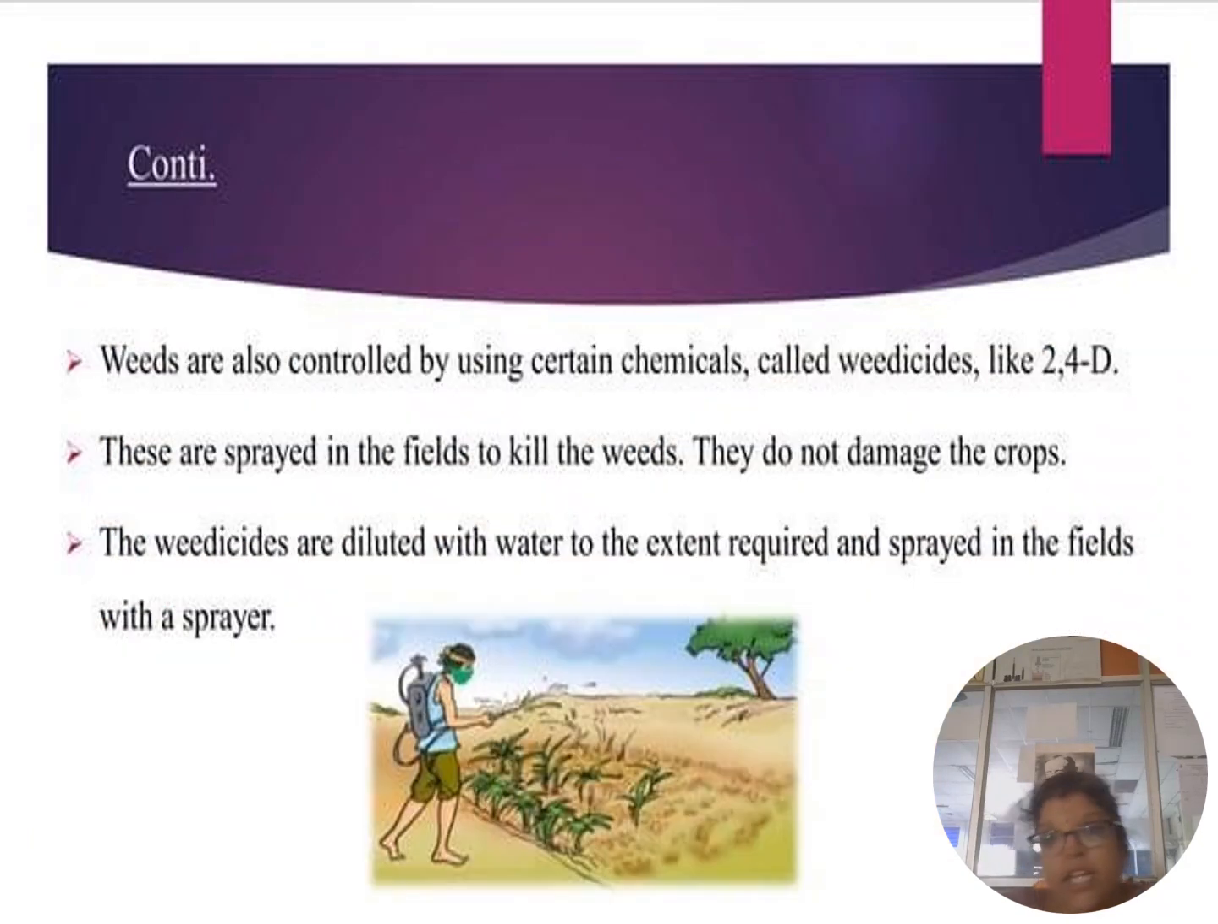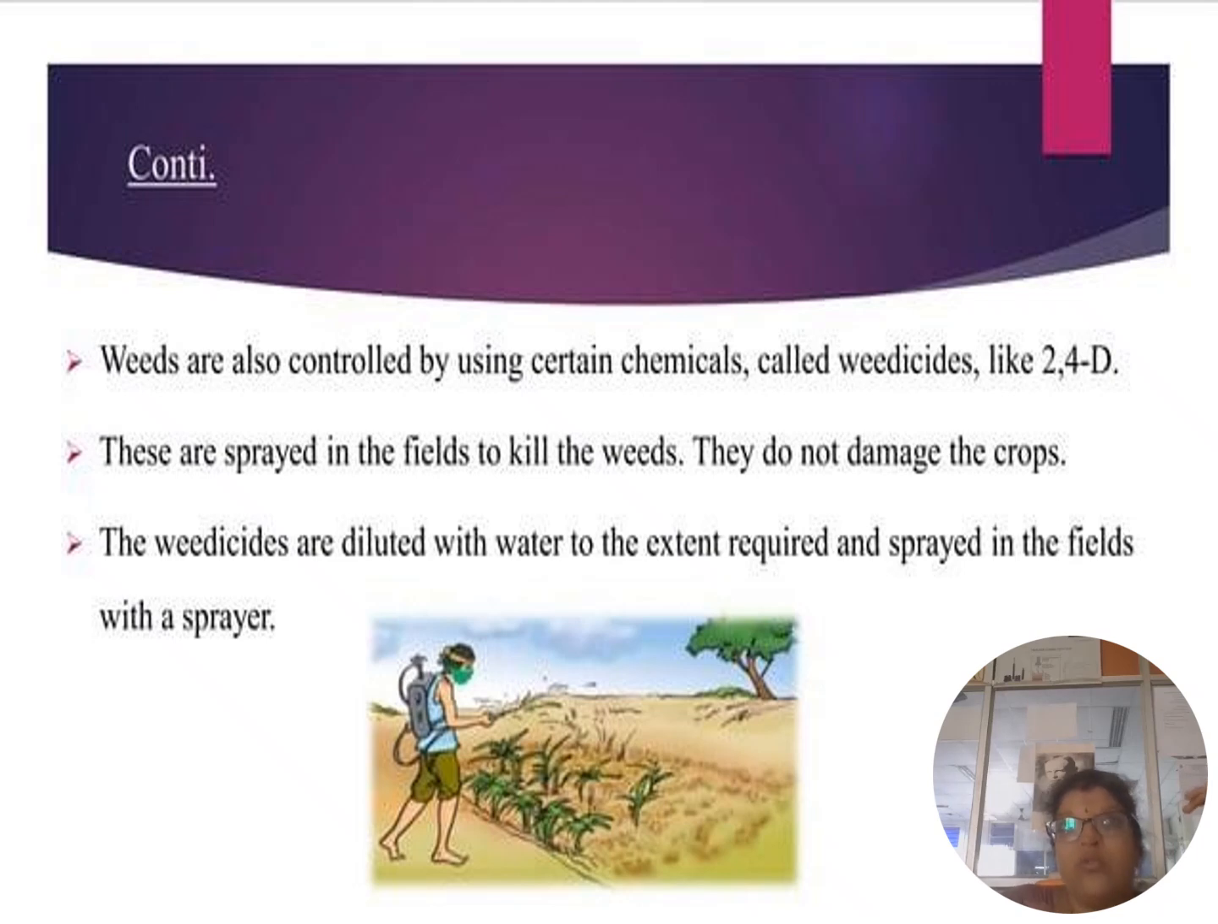You can also cultivate the crops while reducing the weeds by using chemicals like weedicides, for example 2,4-D, dichloroethane, butachlor, alachlor and fluchloralin. There are a lot of weedicides, otherwise called herbicides. You have to spray them to kill the weeds so that they do not damage the crop.